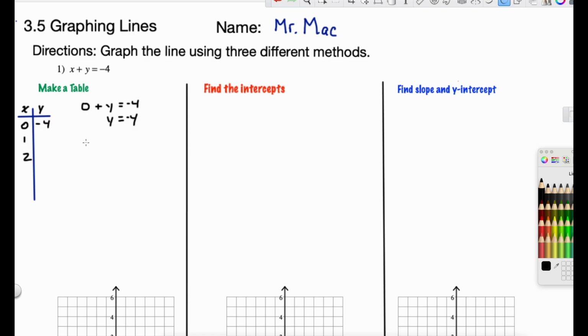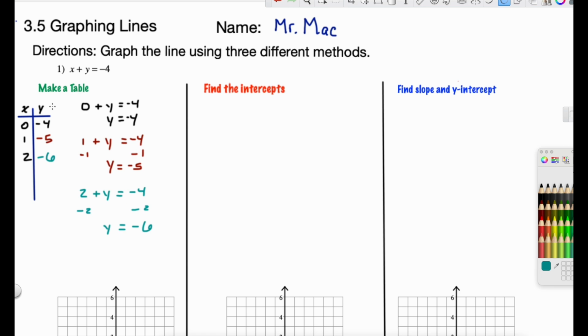Let's try 1. 1 plus y equals -4. So we subtract 1 from both sides. Y equals -5. And let's try 2 plus y equals -4. Subtract 2 from both sides. Y equals -6.